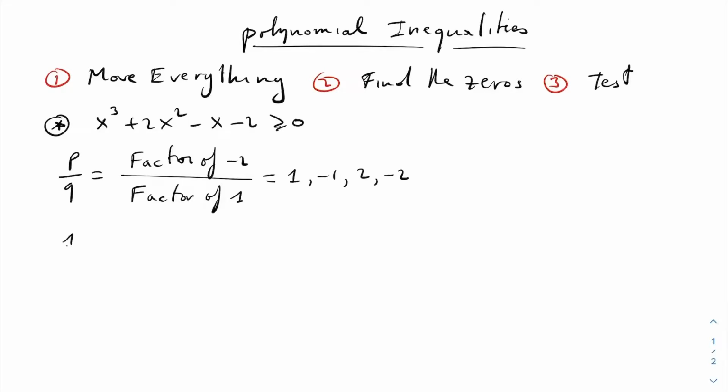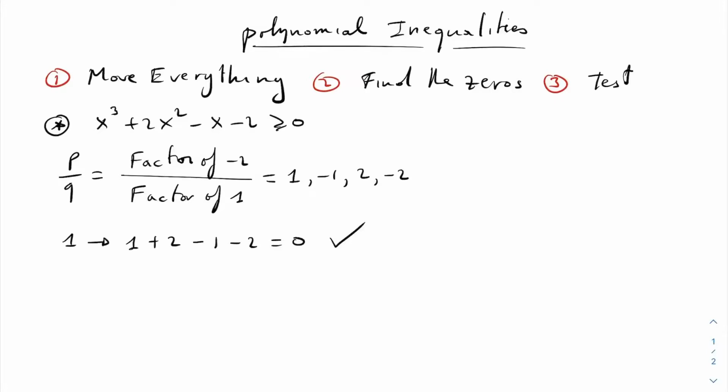And so starting with 1 here, if I plug 1 into my polynomial, I'm going to get 1 cubed is just 1, plus 2 times 1 squared is going to be 2, minus 1 minus 2. And that's going to give me 0, which is good because it means that I found a particular zero for this polynomial. And so now I can use synthetic division to figure out what my other factors are. Synthetic division has been talked about in note 39, so you can also check that one out.